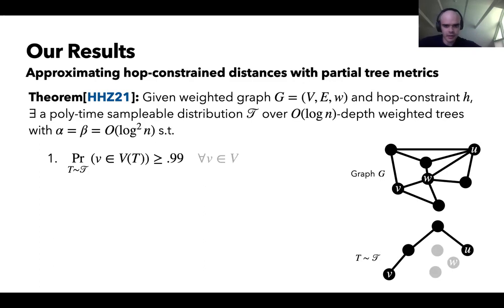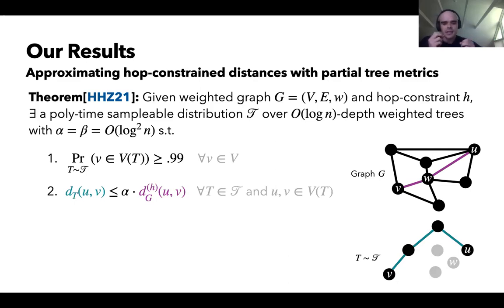Okay. Now we'd like the distances in our tree to be a good approximation for the hop constraint distances in our graph. So that's what the next point is. It says that if you look at any two vertices which you successfully embed into the tree, then the regular shortest path distance on those two vertices is going to be at most alpha, which is like log squared, times larger than the hop constraint distances in the original graph. All right. Now the second point is trivial to achieve if you just set all of the weights of the edges in the tree to be 0. So you want some kind of converse, some so-called non-contracting property to balance this out.